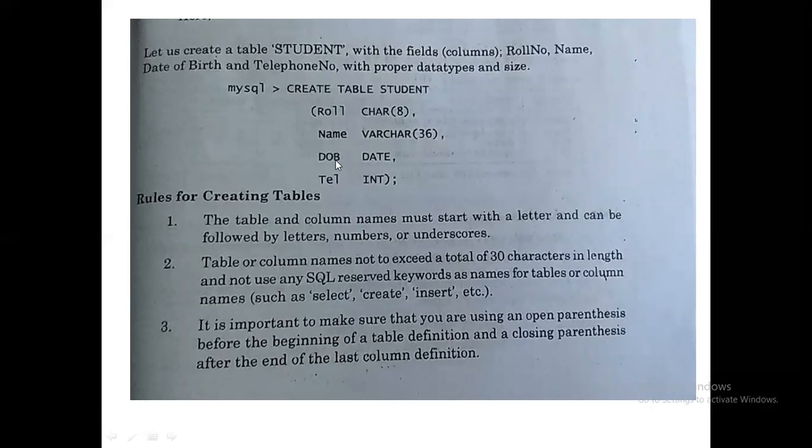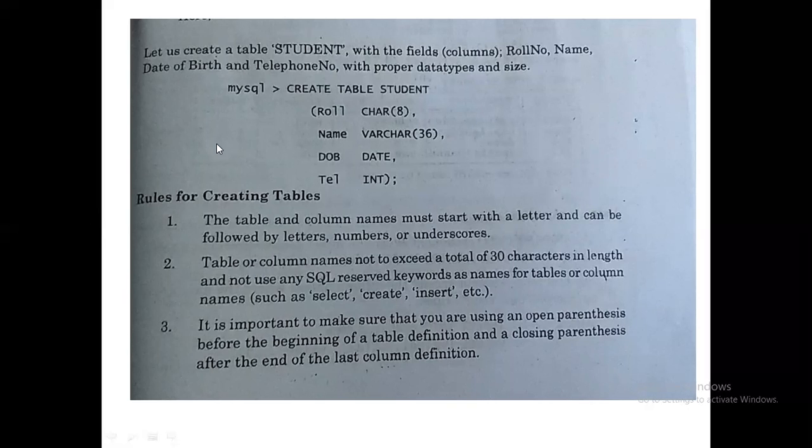Next column name is date of birth, DOB, and data type is DATE, comma. Next column name is telephone number, TEL, and data type is INT. After that, you have to close the parenthesis and give the semicolon. So after executing this query, it will create a table student inside the college database, and the table contains the columns roll number, name, date of birth, and telephone number.